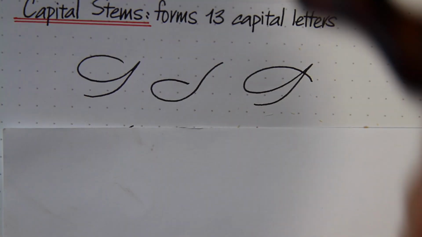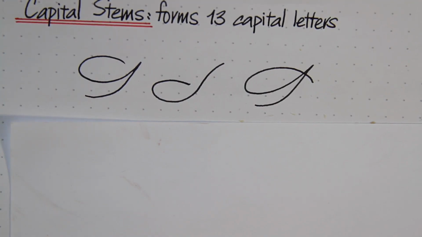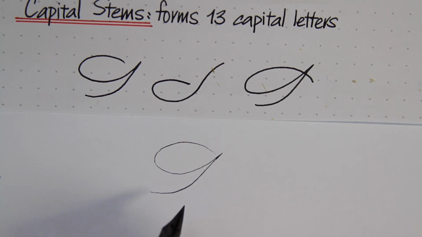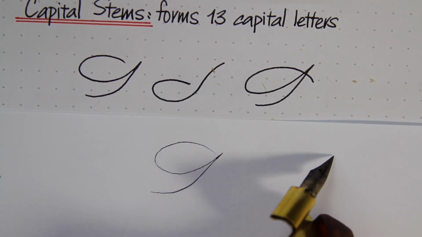Capital stems form 13 of the capital letters. So the proper execution of the capital stems is very important. While there are a variety of ways to execute them, the main structure is the same, and that is the compound curve. So these three all share it.